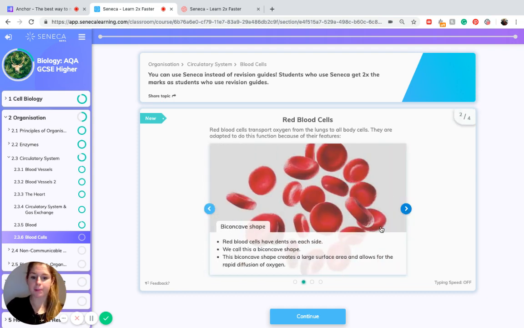They also have a biconcave shape, which means they have dents on each side. We call this a biconcave shape because it's concave on both sides. And it creates a large surface area and allows for the rapid diffusion of oxygen.